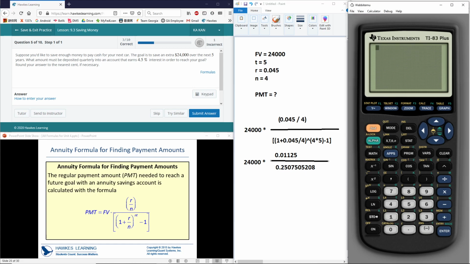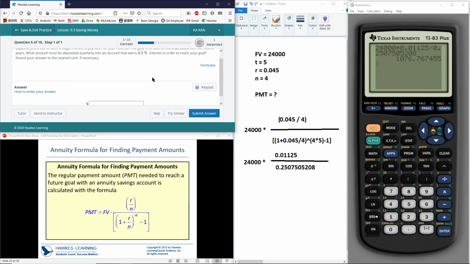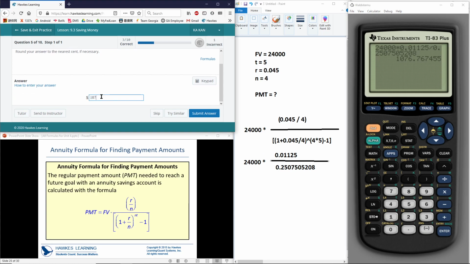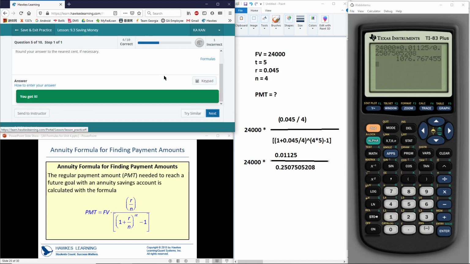So now let's put this in the calculator. So that will be 24,000 times 0.01125 divided by 0.25075208, and I have roughly 1,076.78. Oh, 0.77, my bad. That's basically how much money he got deposited per quarter to get to $24,000.